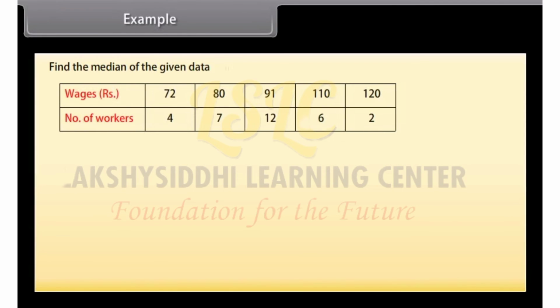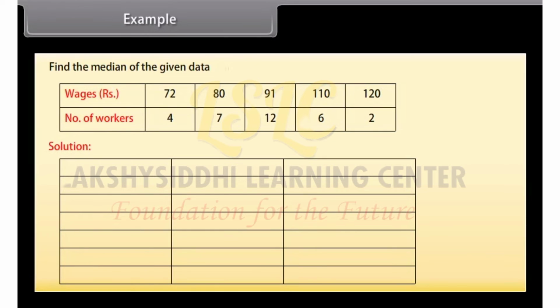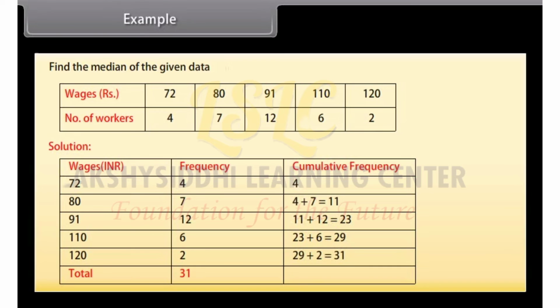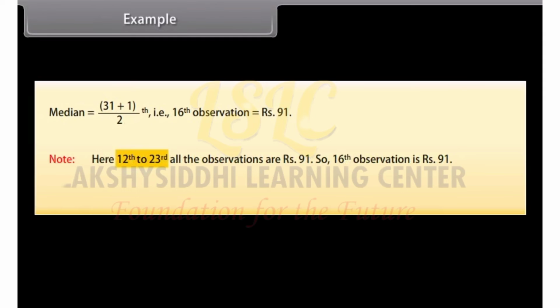Find the median of the given data. Solution. In the first column, we have written the given wages. We have written the given frequency. The sum of the frequencies is 31. In the third column, we have found the cumulative frequency for each wage by adding the previous frequency to the current frequency. After that, we have found the median, which is the (31 plus 1) by 2th, that is, 16th observation, which equals rupees 91. Here 12th to 23rd, all the observations are rupees 91. So, the 16th observation is rupees 91.